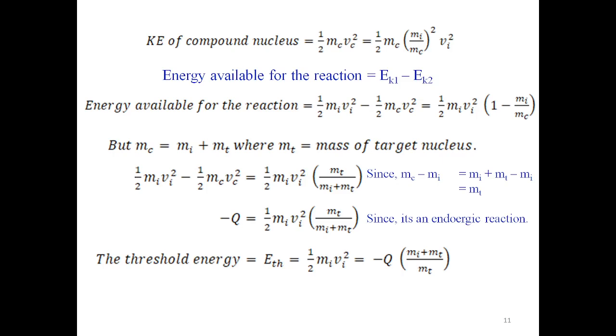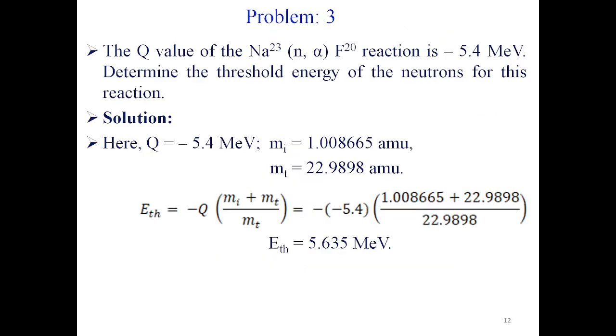In the next step, since it is an endoergic reaction, the Q value is minus Q. So we have got the threshold energy expression. It is E threshold equals minus Q into Mi plus Mt divided by Mt. So this is the expression for the threshold energy of an endoergic reaction.